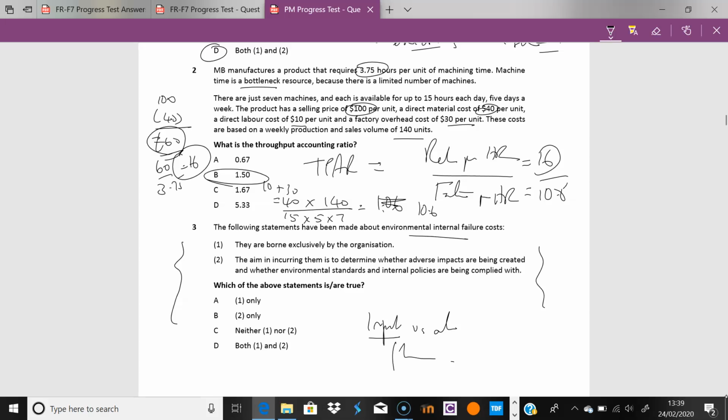Typically, because it says internal failures, these are borne exclusively by the organization. So that's kind of the theory there. And sometimes you will see that they also discuss this question of appraising your costs. These are referred to as environmental appraisal costs. The aim of incurring them is to determine, not the internal failure here, but the appraisal costs, if you like, that's what these are, and whether these are being complied with.